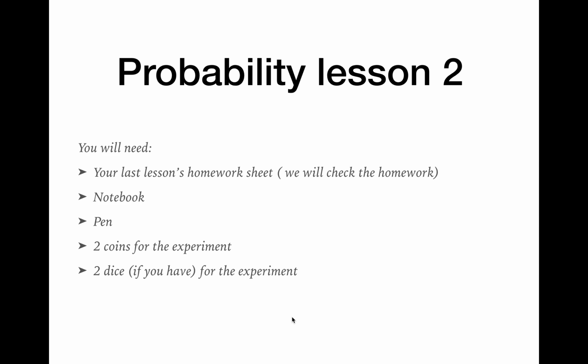Doing well. So this is our second math class, okay? We'll continue with probability. Thank you for sending your homework. If you haven't done so for the first lesson, please send me your homework on WeChat or in a WeChat group. So for this lesson, you will need your last lesson's homework sheet or sheets, a notebook, pen, 2 coins for the experiment, and 2 dice if you have. Now, you don't have to do the dice experiment, but you do have to do the coin experiment.